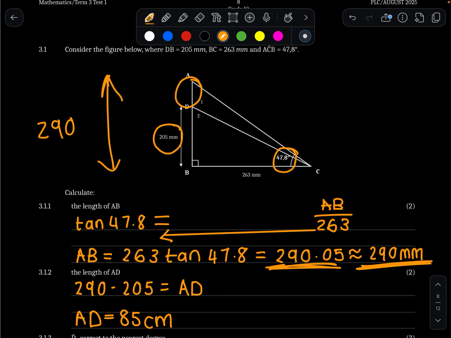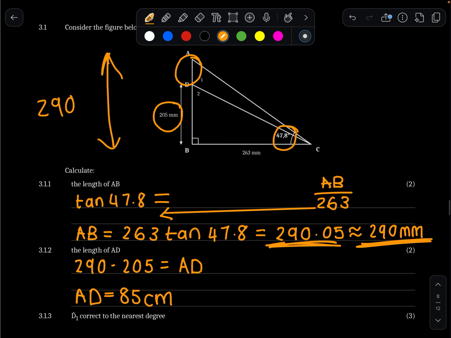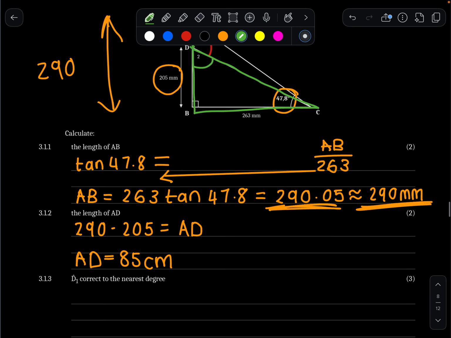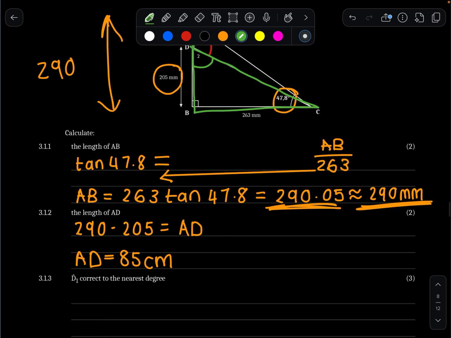Okay, and then 3.1.3, work out angle D1 to the nearest degree. So we're looking for this angle in here. I don't see a way that we can work that out directly, but I think if we look in this triangle here, we can quite easily work out D2. So first of all, let's do that.